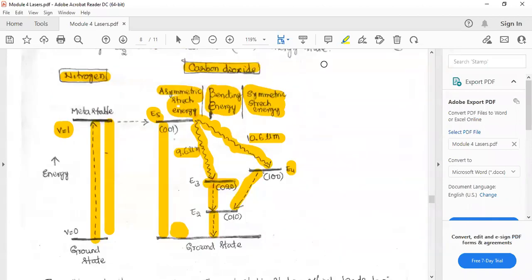You have to write this energy level diagram. You have to remember five energy levels of the carbon dioxide molecule: E1 as the ground state, E2 as an excited state in the bending mode, E3 as an excited state in the bending mode again, E4 as an excited state in the symmetric stretch energy level, and E5 as the energy level in the asymmetric stretch energy. And this is the total mechanism.